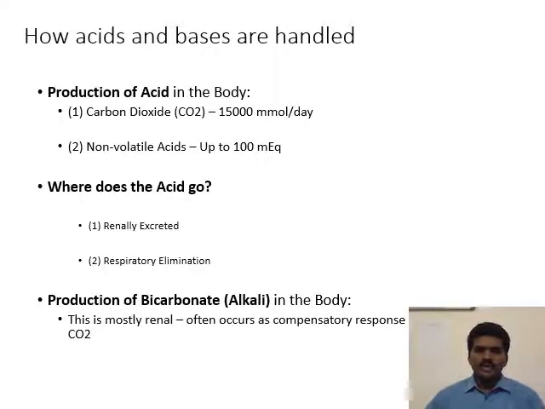How are acids and bases handled in the body? Acid is produced in the body, mostly in the form of carbon dioxide, which accounts for 15,000 millimoles per day, and also non-volatile acids, which are up to 100 milliequivalents per day. Once produced by the tissues, where does it go? Most of the acid is renally excreted, and carbon dioxide can be excreted by respiratory elimination. Production of bicarbonate in the body is mostly renal and occurs as a compensatory response to chronically increased carbon dioxide.